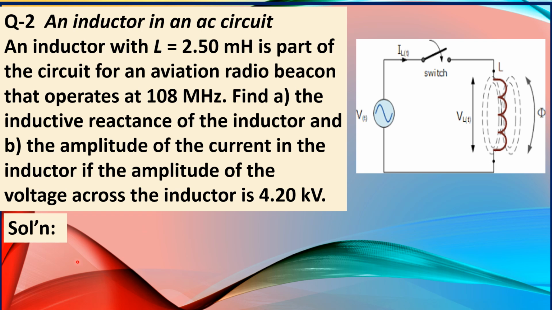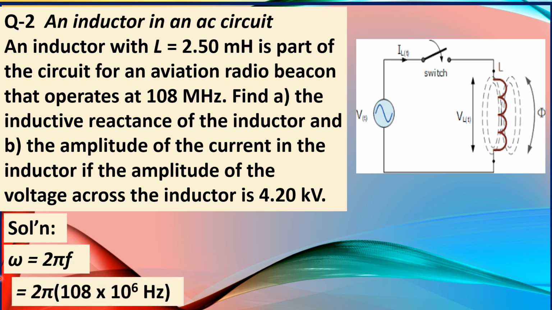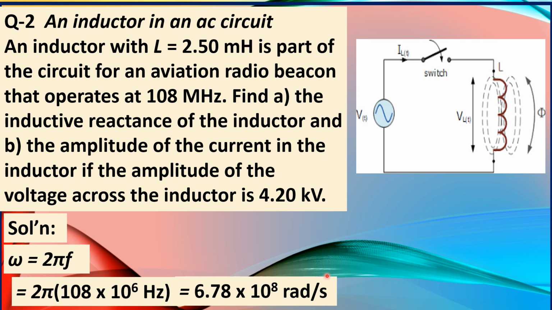Alright, so for our solution, we first determine the angular frequency of the oscillation, omega, which is 2 pi times the regular frequency f. That means 2 pi multiplied by the given frequency f. 108 megahertz is 108 times 10 to the 6 hertz. So we will get our value for omega equal to 6.78 times 10 to the 8 radian per second.